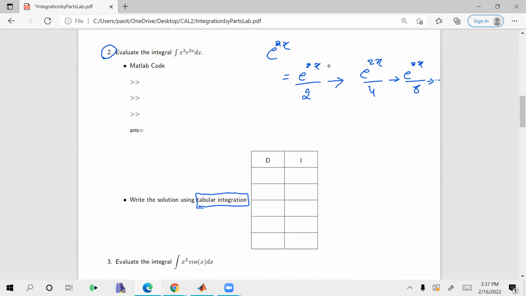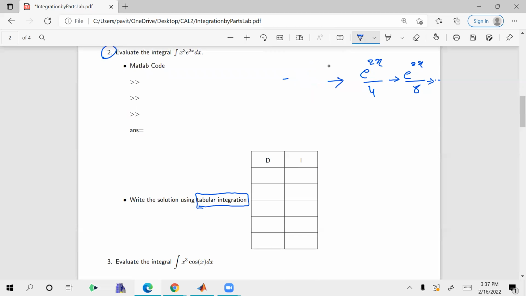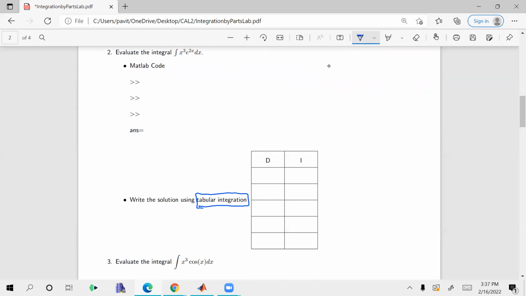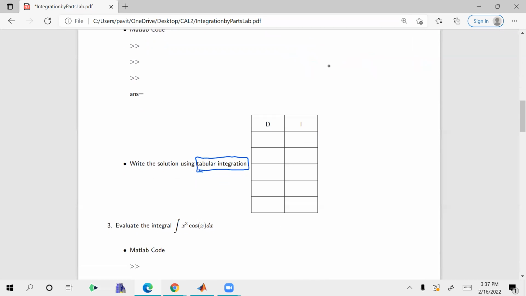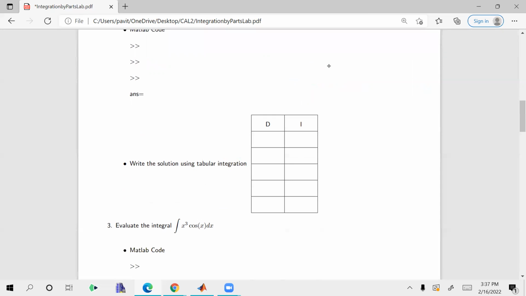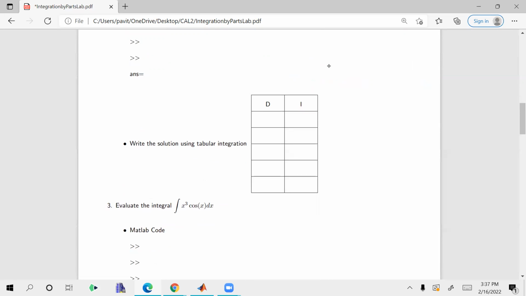Fine. So let's see how to solve this using tabular integration. This method is very easy. It is too short, but the only thing is you're not supposed to get confused. Got it? So I will explain step by step how to solve this. First thing is, let us fill the table first.